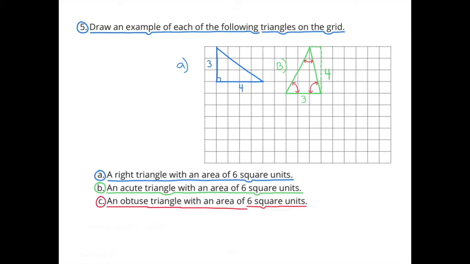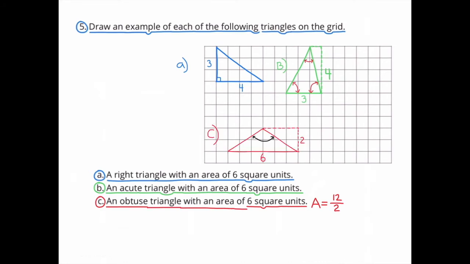C. An obtuse triangle with an area of 6 square units. So again, it's a triangle with an area of 6 square units. The only difference is the angle needs to be larger than 90 degrees. The obtuse triangle that I drew has a base of 6 and a height of 2.